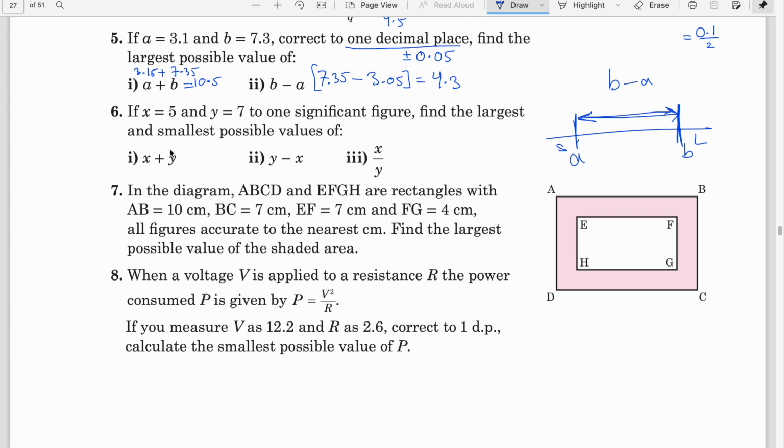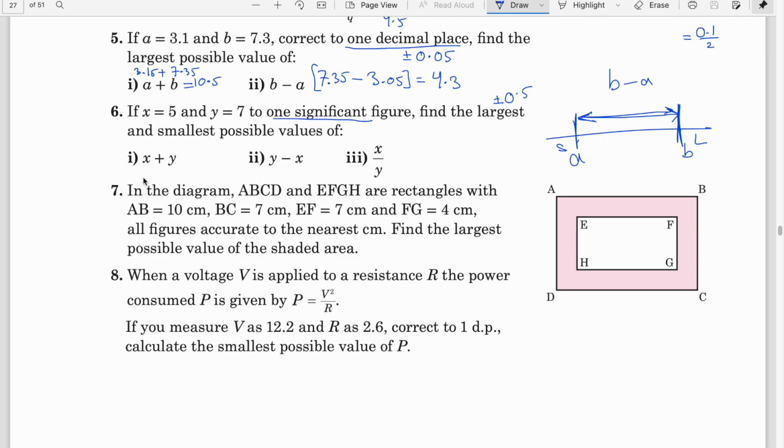Question number 6. If x is equal to 5 and y is equal to 7 to one significant figure, so what do we add and subtract? Plus minus what? 0.5, yes. It said one significant figure and we're looking at the values, they are one digit, one integer. So half of that is 0.5.